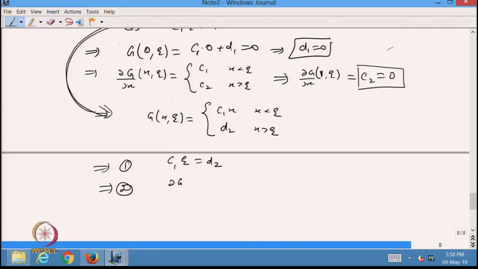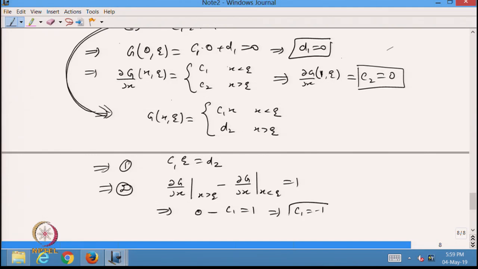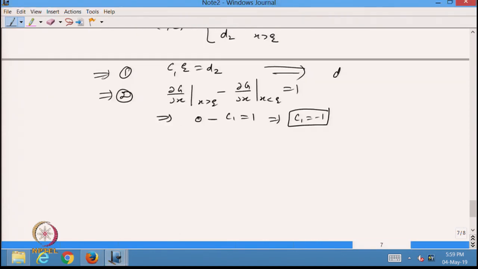So, from here I can say that del g by del x at xi plus minus del g by del x at xi minus is equal to 1. Since this is my D2, it will be 0 minus C1, and that is equal to 1. So, from here I can say that my C1 is minus 1. Once I have C1 equal to minus 1, with the help of the first equation, D2 in this case will be minus xi.